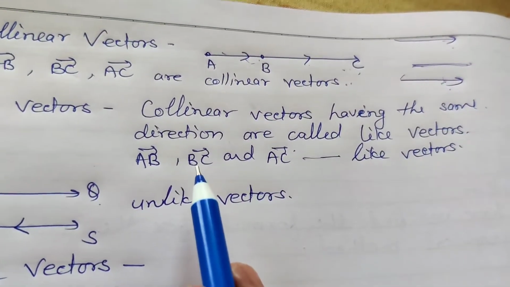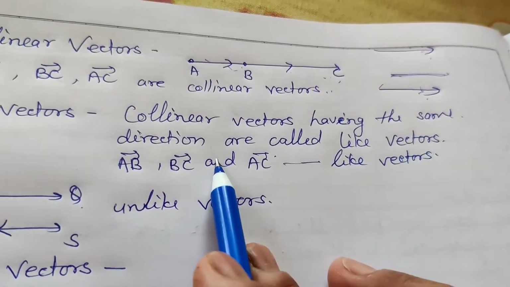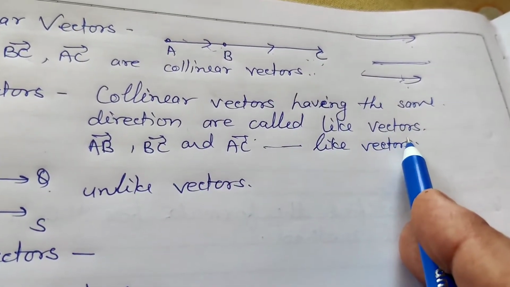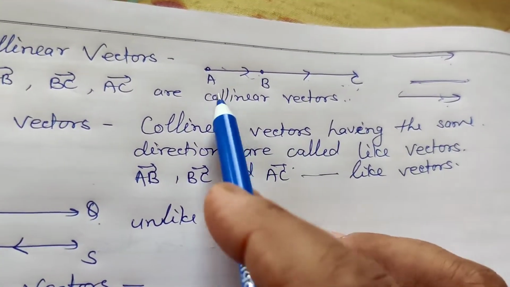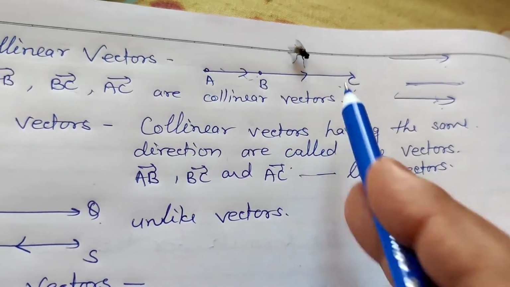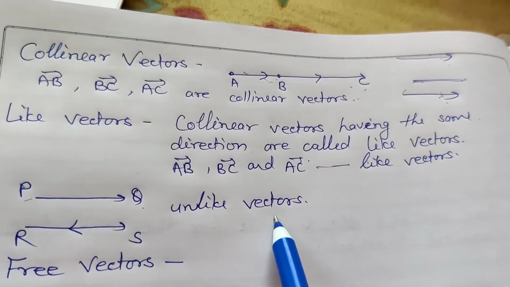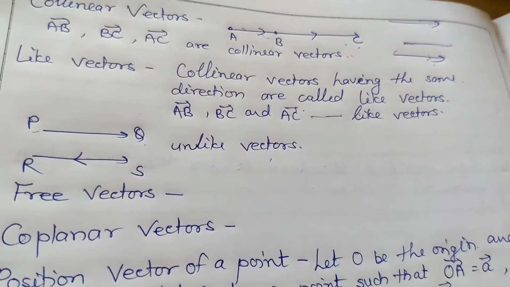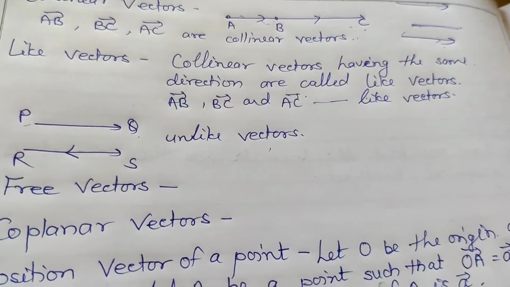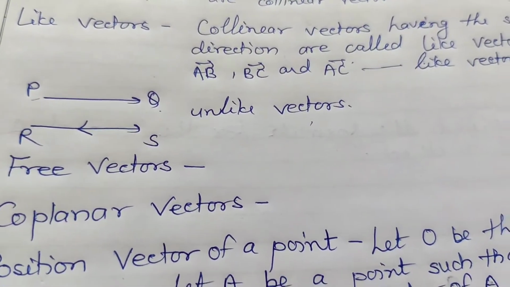Like vectors. Collinear vectors having the same direction are called like vectors. AB, BC, AC, the same direction, these are the like vectors. And having opposite directions, unlike vectors. Those collinear vectors that are in opposite direction are unlike vectors.